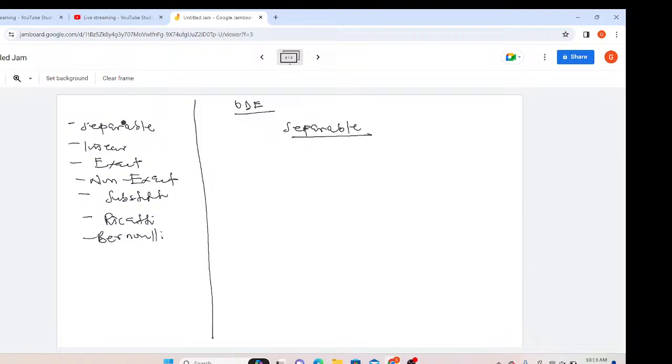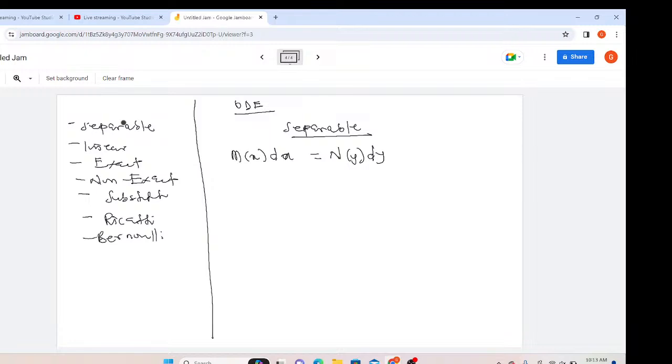The separable is when you have a differential equation and it's separable. But how do we know that the differential equation is separable? We can only tell that a differential equation is separable when we can write it in the form m of x dx being equal to n of y dy. So what does this mean?